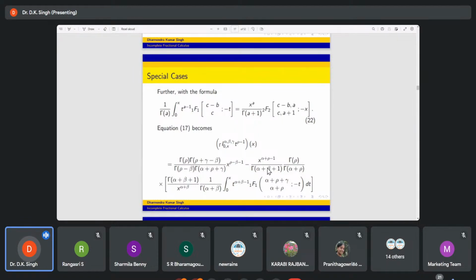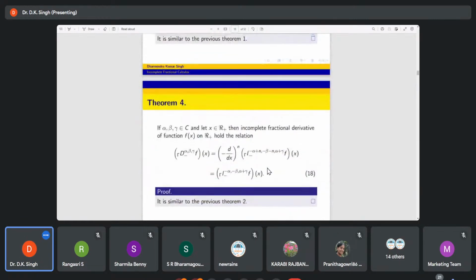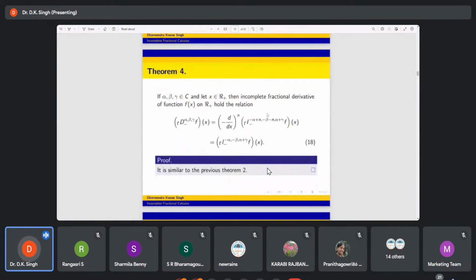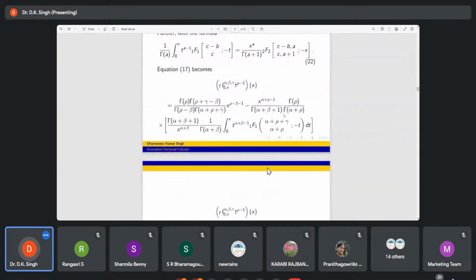Again we have the formula: 1 upon gamma a, integral from 0 to x of t over a minus 1, 1F1 c minus b, c, minus t. You can represent this as x over a. This is the integral formula for the hypergeometric function: x over a divided by gamma a plus 1, 2F2, minus c minus b, a, c, a plus 1, minus x. So if you represent this integral formula, this is equation number 17, and it becomes this form.